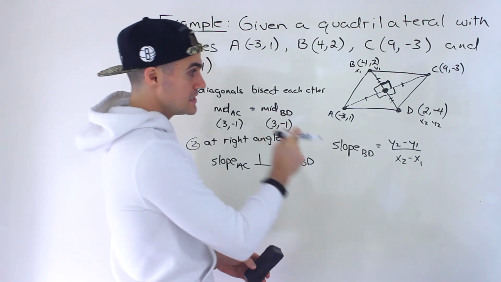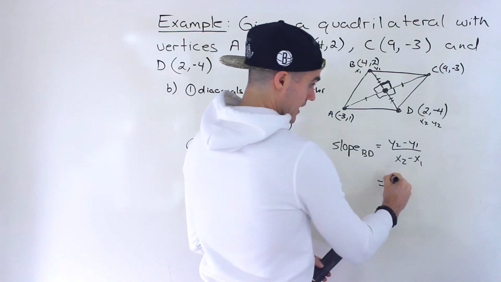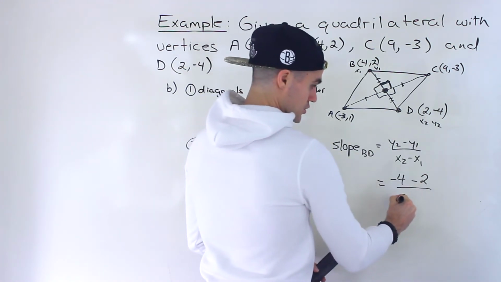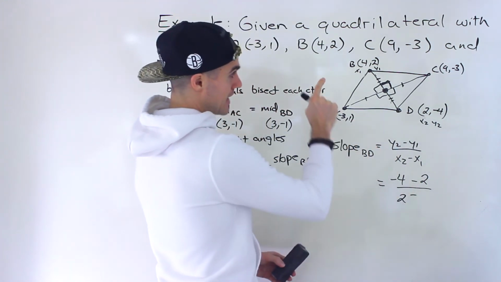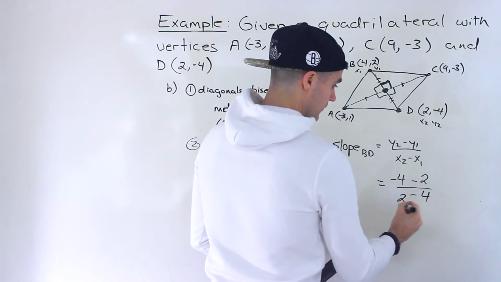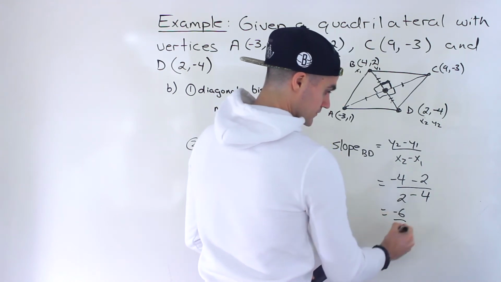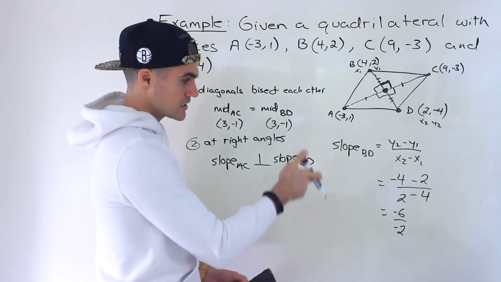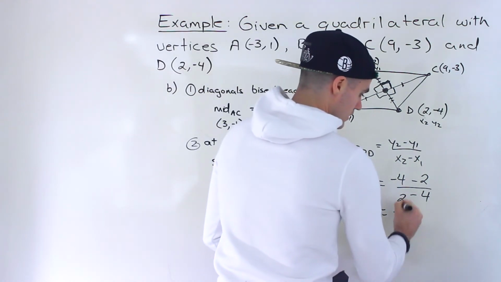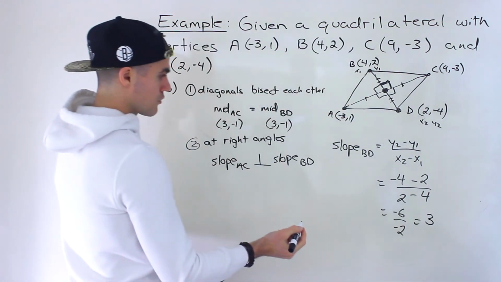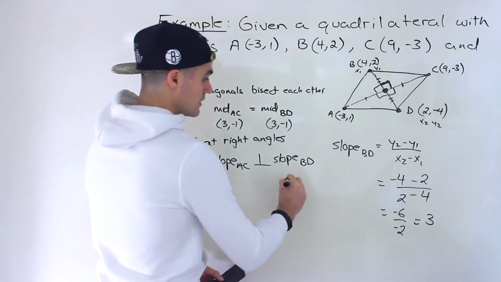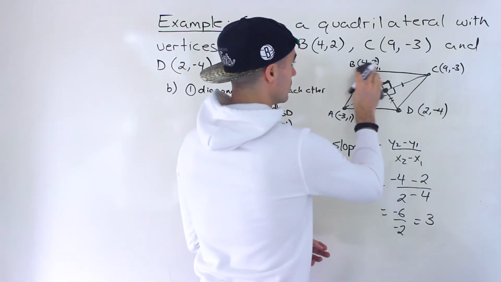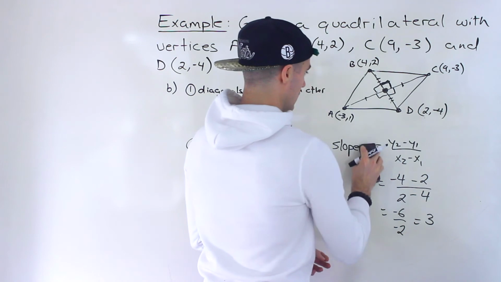Okay, so the slope of BD would be y2, which is negative 4, minus y1, which is 2, over x2, which is 2, minus x1, which is 4, which would be negative 6 over negative 2. Right? Negative 4 minus 2 is negative 6. 2 minus 4 is negative 2. Negatives cancel out. We end up with 3. So the slope of BD is 3. Now let's find the slope of AC.